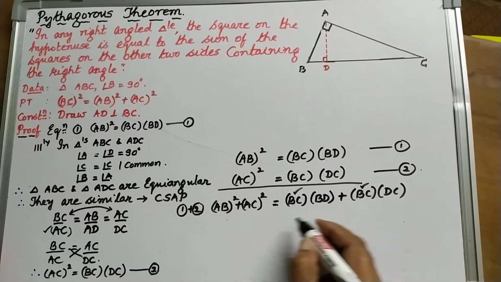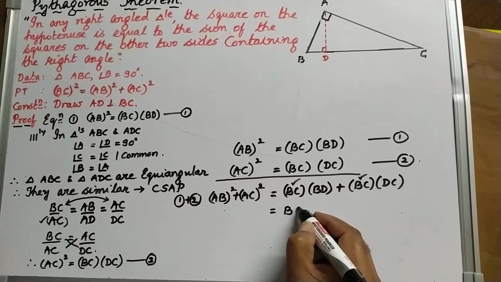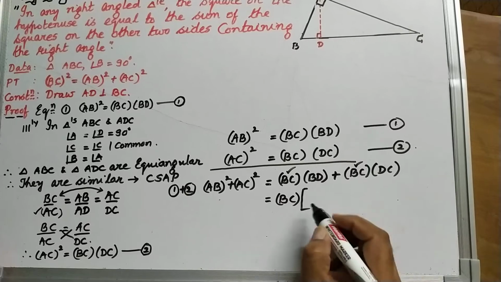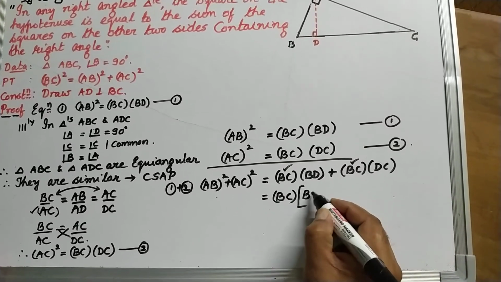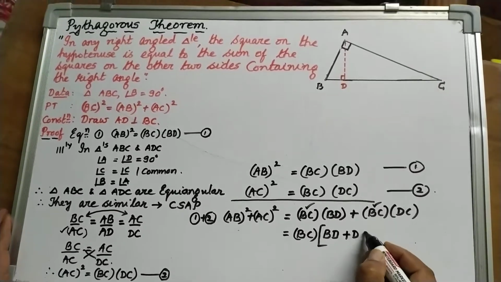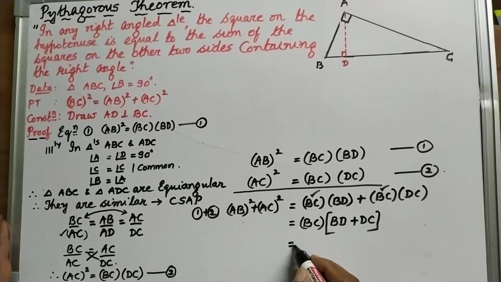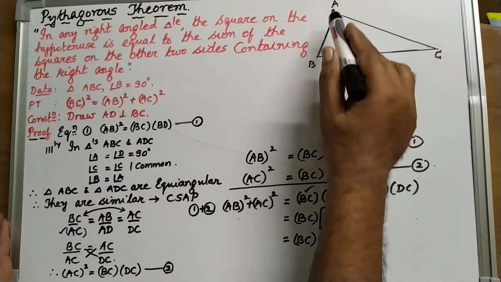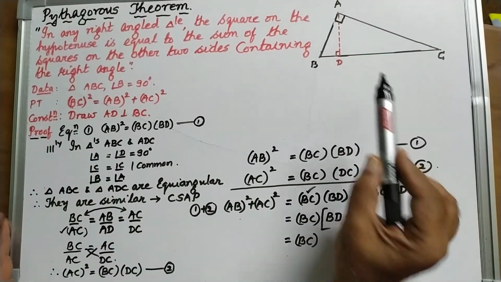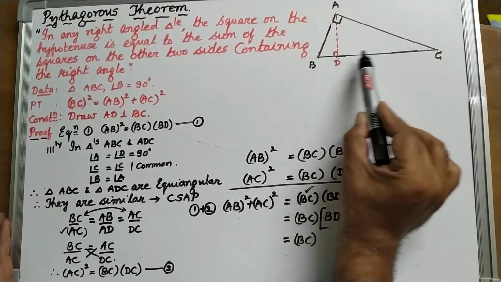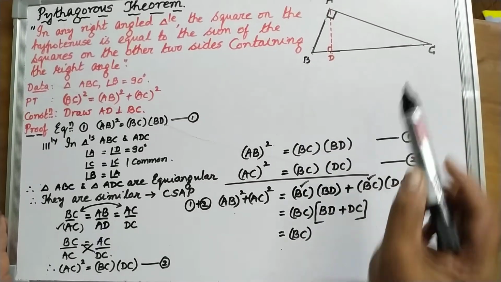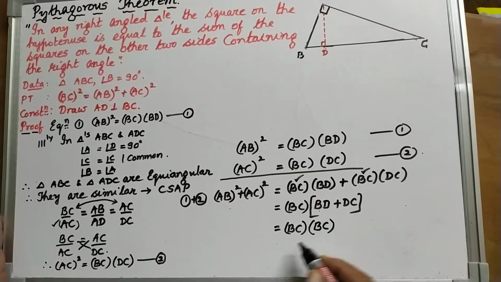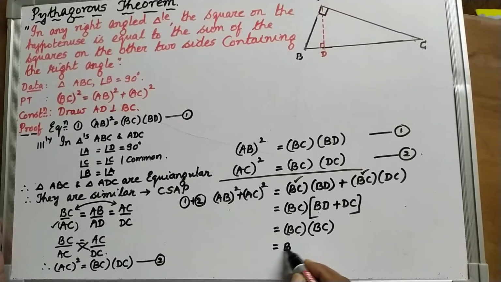And in the right hand side you have BC as a common factor. Remove it outside. If you remove BC as a common factor, what is left? BD plus DC is left. That is equal to BC into, if you see the figure, the original figure, if you add BD and DC, you will get BC. So BD plus DC is nothing but BC. BC into BC is BC square.